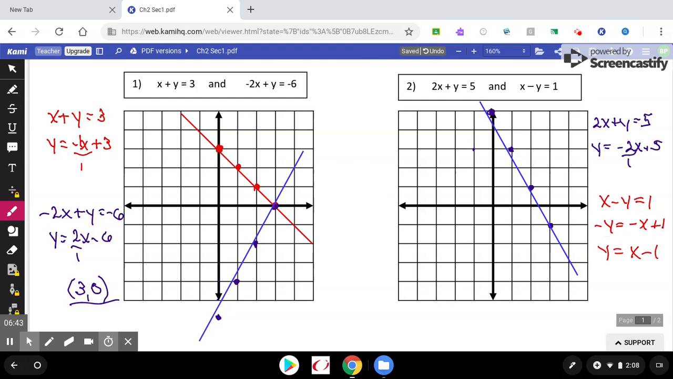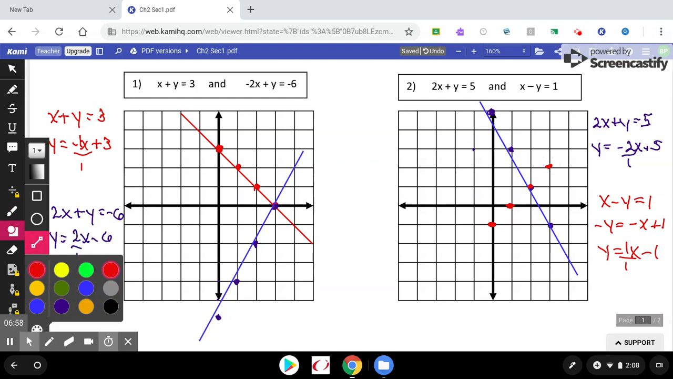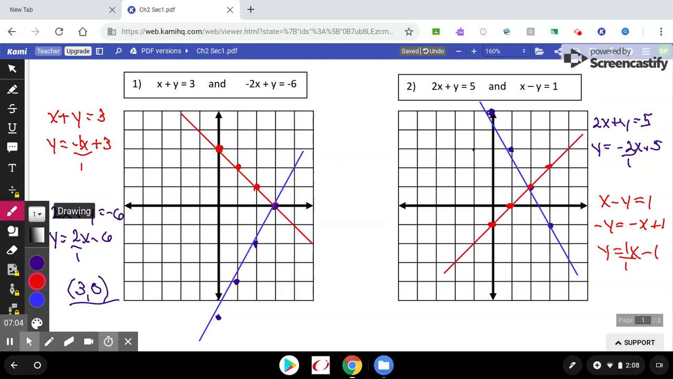So this one has a y-intercept of -1, a slope of 1 over 1. And again, that's positive, so it's going to tilt to the right when I'm done with them. A couple extra dots just to be extra efficient with this one. And here we go. So where does it cross? It crosses at (2, 1). So I'm going to write it down here, and (2, 1) is my answer.